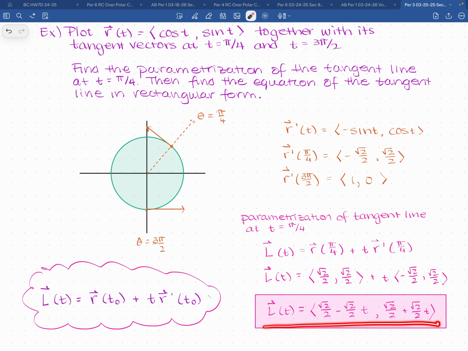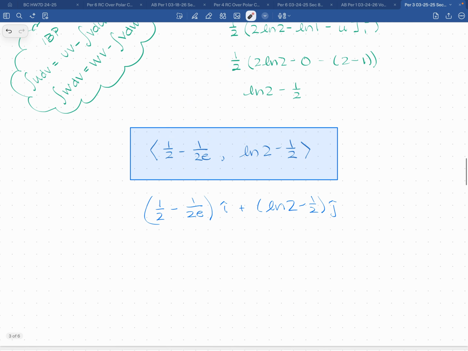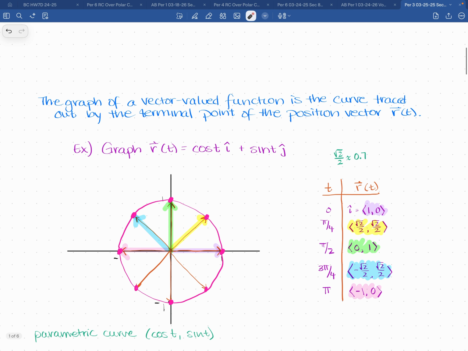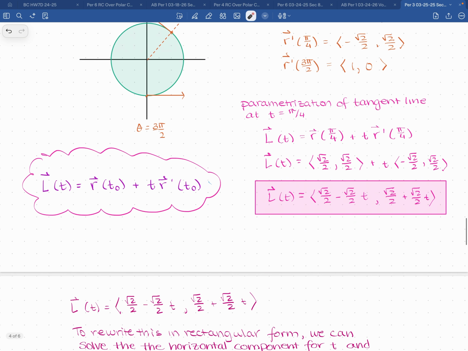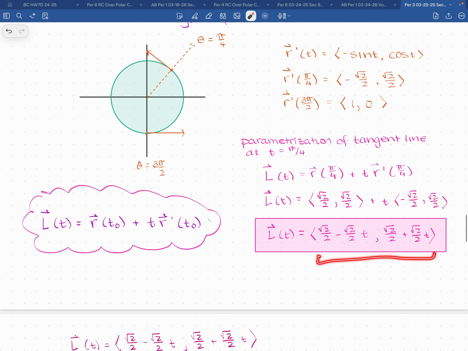Kind of weird, but that's what it is. If we were to do the same kind of thing we did way back in the beginning, when we made a table of values and we found a bunch of vectors and we plotted the terminal points, in that case they made a circle. Well, in this case, if we did the same thing, it would make a line. Not just any line, it would make this tangent line.